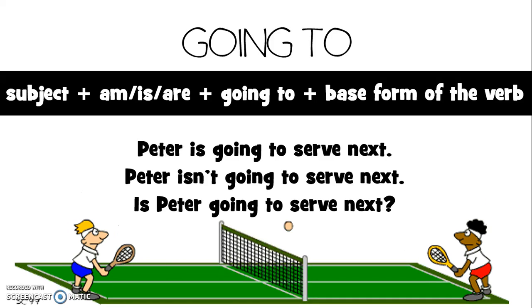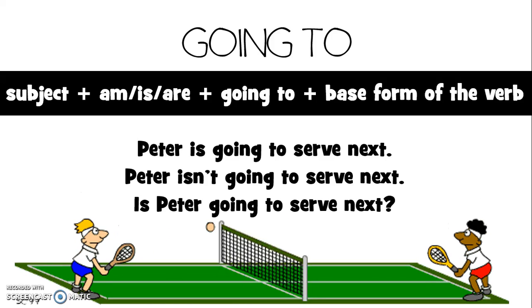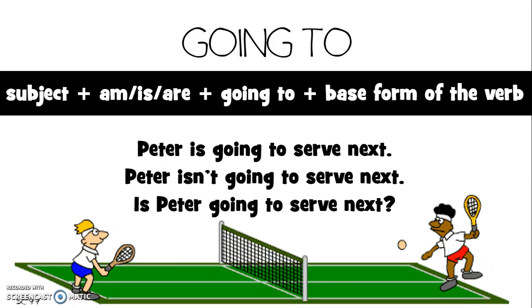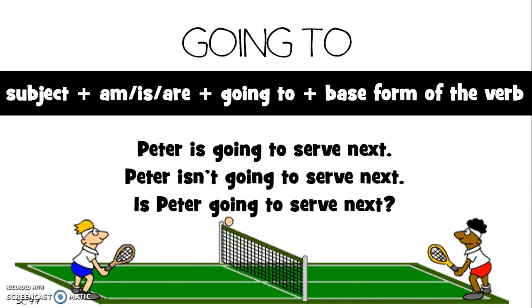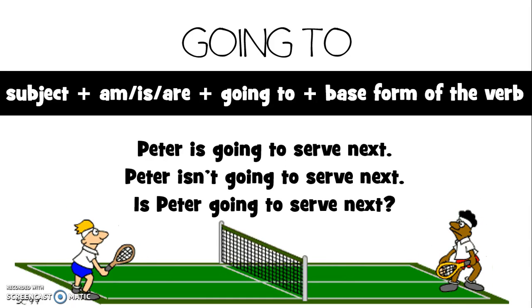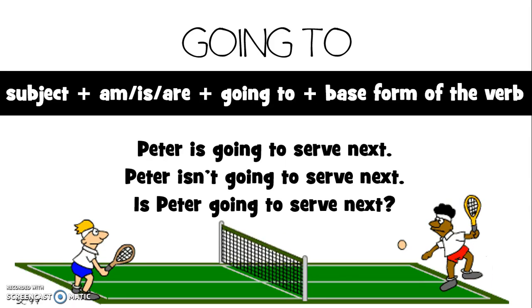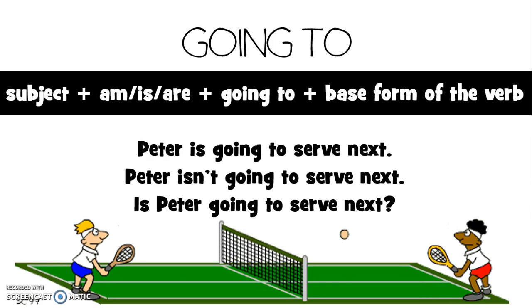Then we have going to express future. The formula is subject plus am, is, are, depending on the subject, plus going to plus the base form of the verb. For example, Peter is going to serve next. Peter isn't going to serve next. Is Peter going to serve next?